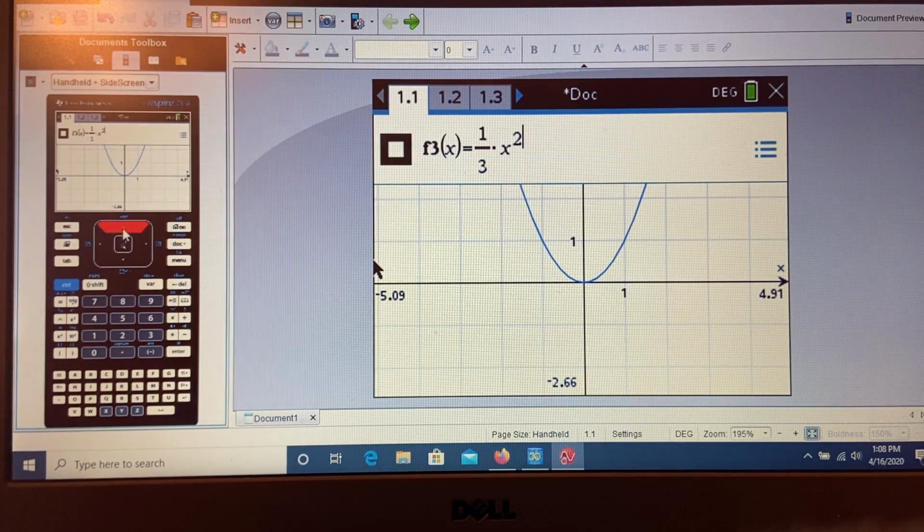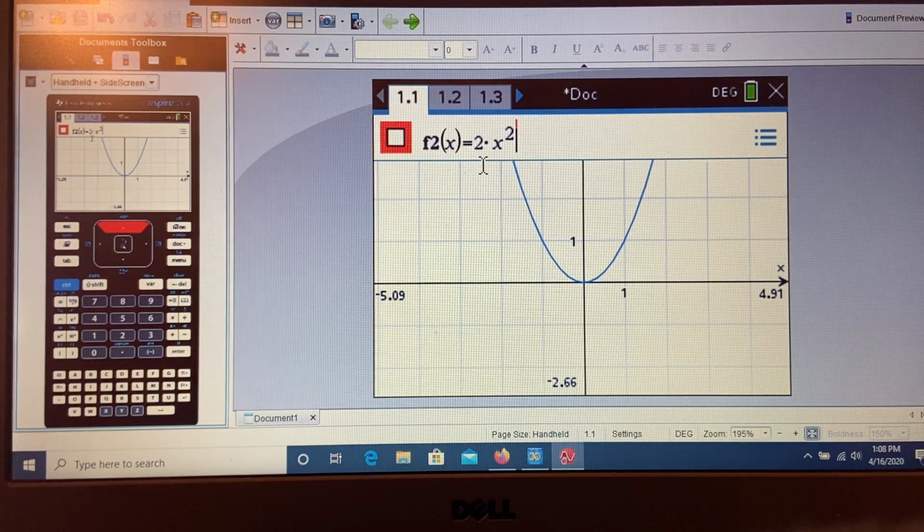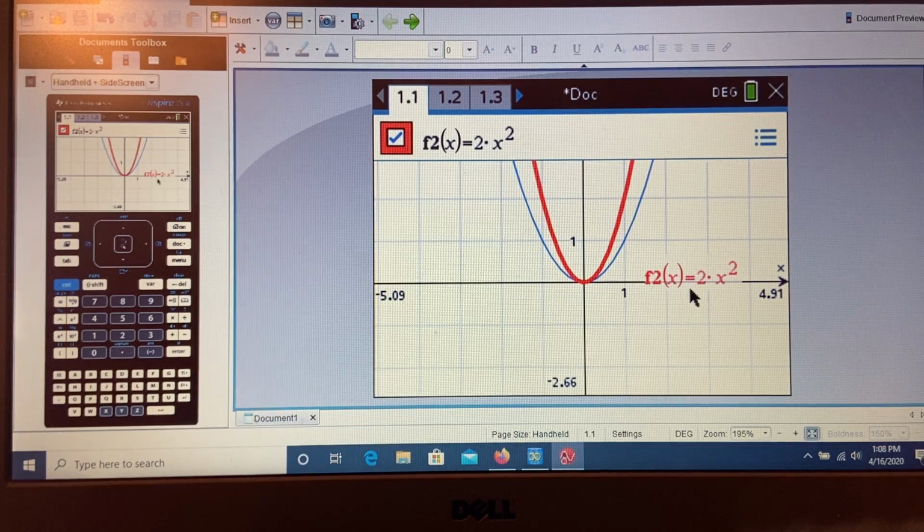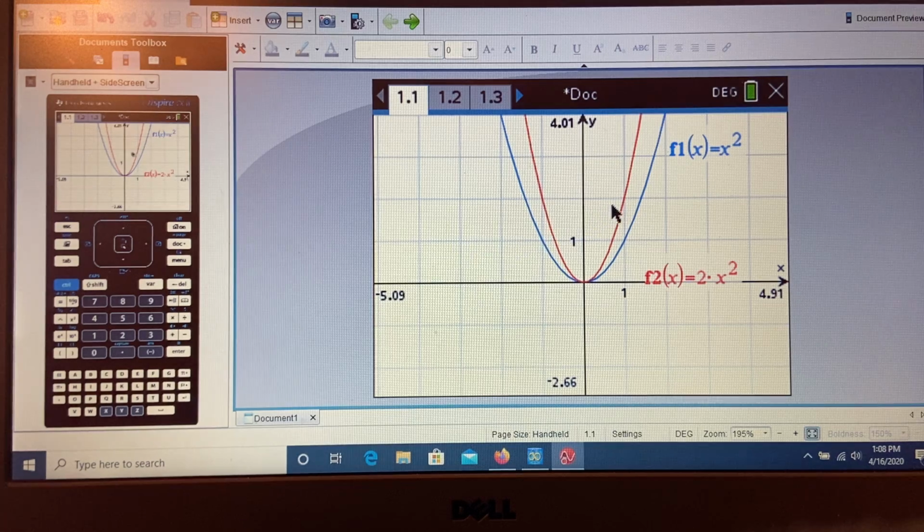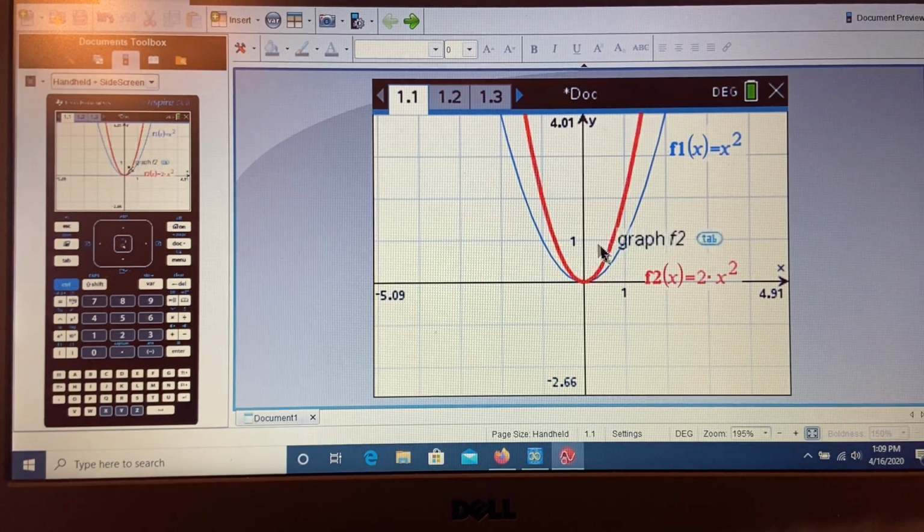We know that when we have a number in front of the parent function, that it either makes it wider or thinner. So if we graph the function 2x squared, the number in front is greater than 1, so it's going to make the new function thinner than the parent function. Now our vertex is still at 0, 0 because we have no horizontal or vertical change. So our vertex is at 0, 0, but where are our next 2 points?